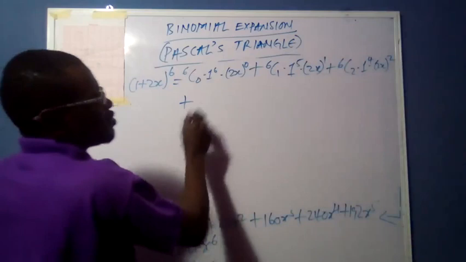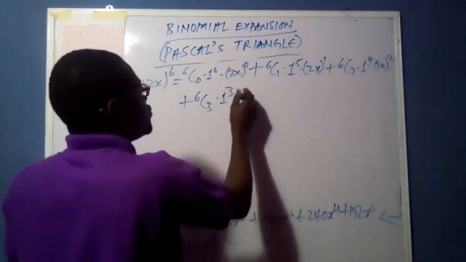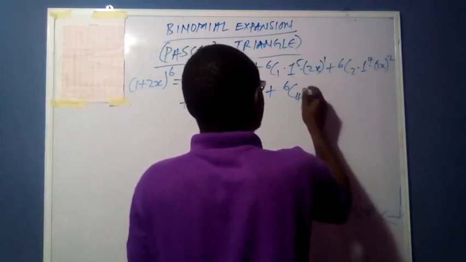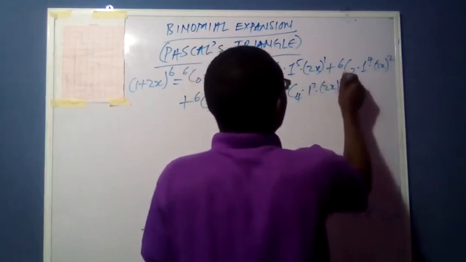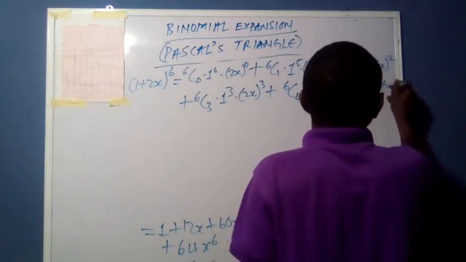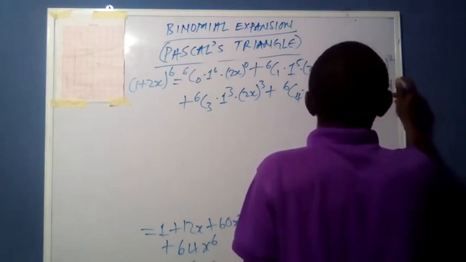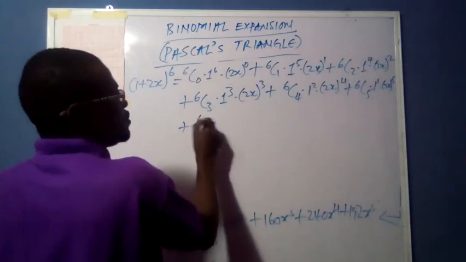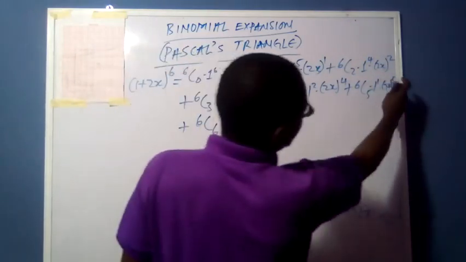Plus 6 combination 3 times 1 raised to power 3 times 2x raised to power 3, plus 6 combination 4 times 1 raised to power 2 times 2x raised to power 4, plus 6 combination 5 times 1 raised to power 1 times 2x raised to power 5, then plus 6 combination 6 times 1 raised to power 0 times 2x raised to power 6.